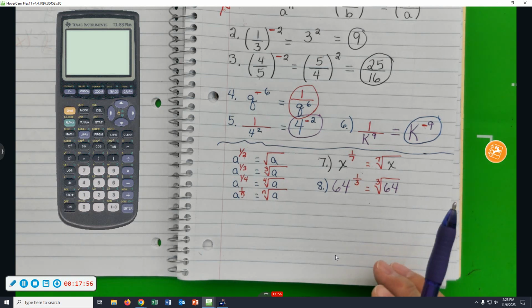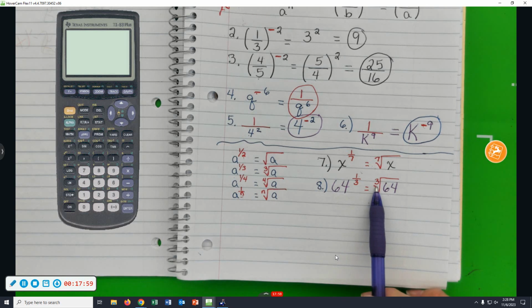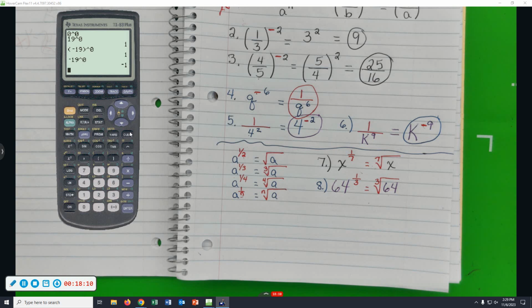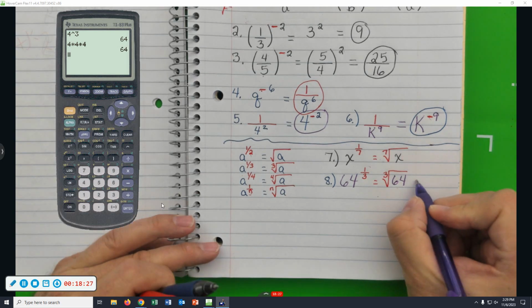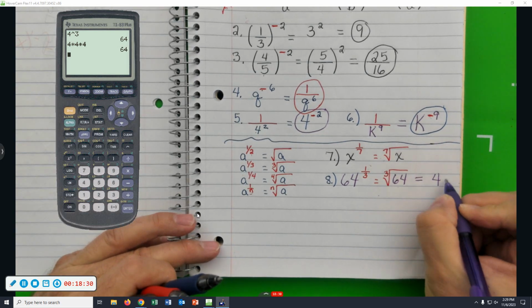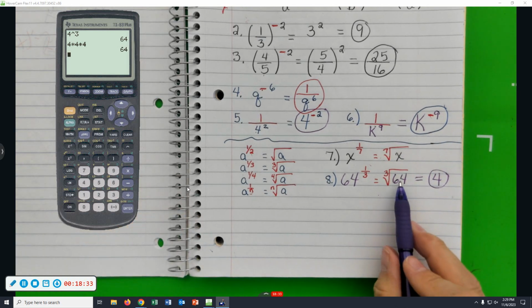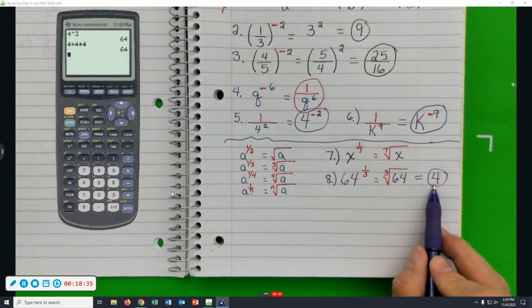8 times 8 is 64. What number cubed gives you 64? That's what you're asking yourself. 4 cubed is 64. Punch that into your calculator: 4, caret, 3. 4 times 4 is 16. 16 times 4 is 64. So multiplying three 4s gets you 64. I have to say equals what? 4. See, the cube root of 64 is 4.